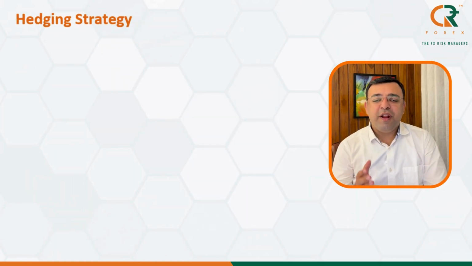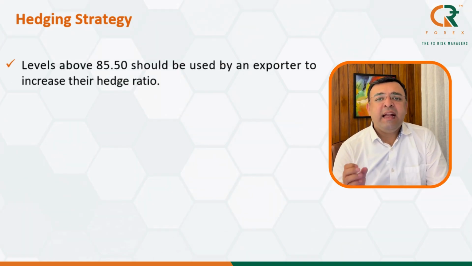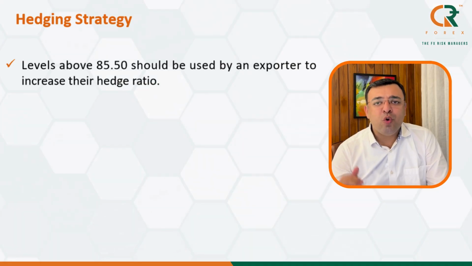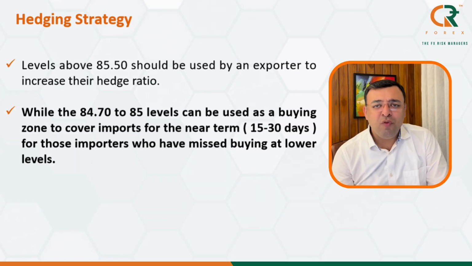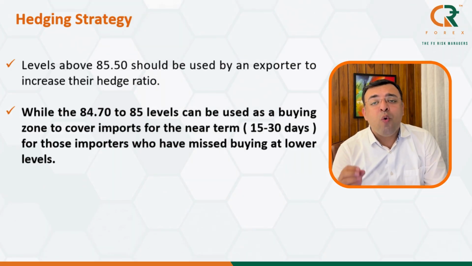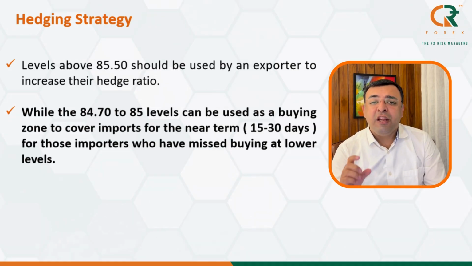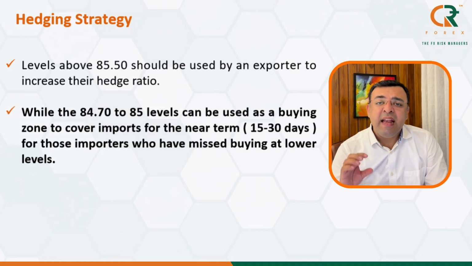Now let us discuss strategy for exporters and importers. Any level above 85.50 should be taken as an opportunity by exporters to increase their hedge ratio. While for importers, we will suggest that they can keep a strict stop loss of 85.90 or 86 kind of level, and they should wait to cover their imports near 84.70 to 85 kind of level. This we are suggesting for those importers who have missed buying at lower levels, and for how many days they need to buy, they should only focus on covering their near-term imports, which means 15 to 30 days.